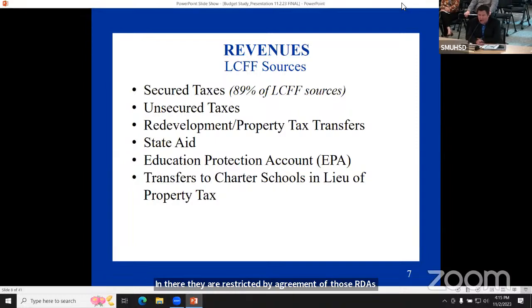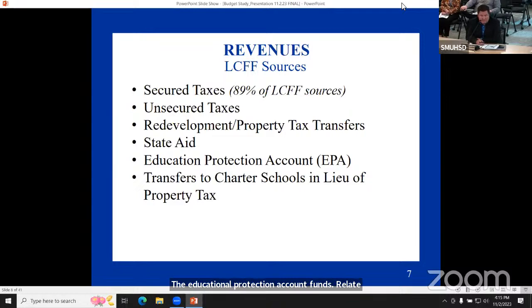State aid: all districts in the state of California are entitled to at least $120 per ADA in state aid. It's in the Constitution. Our state aid amount is set at the 2012 level and will be held harmless at that level in law moving forward.